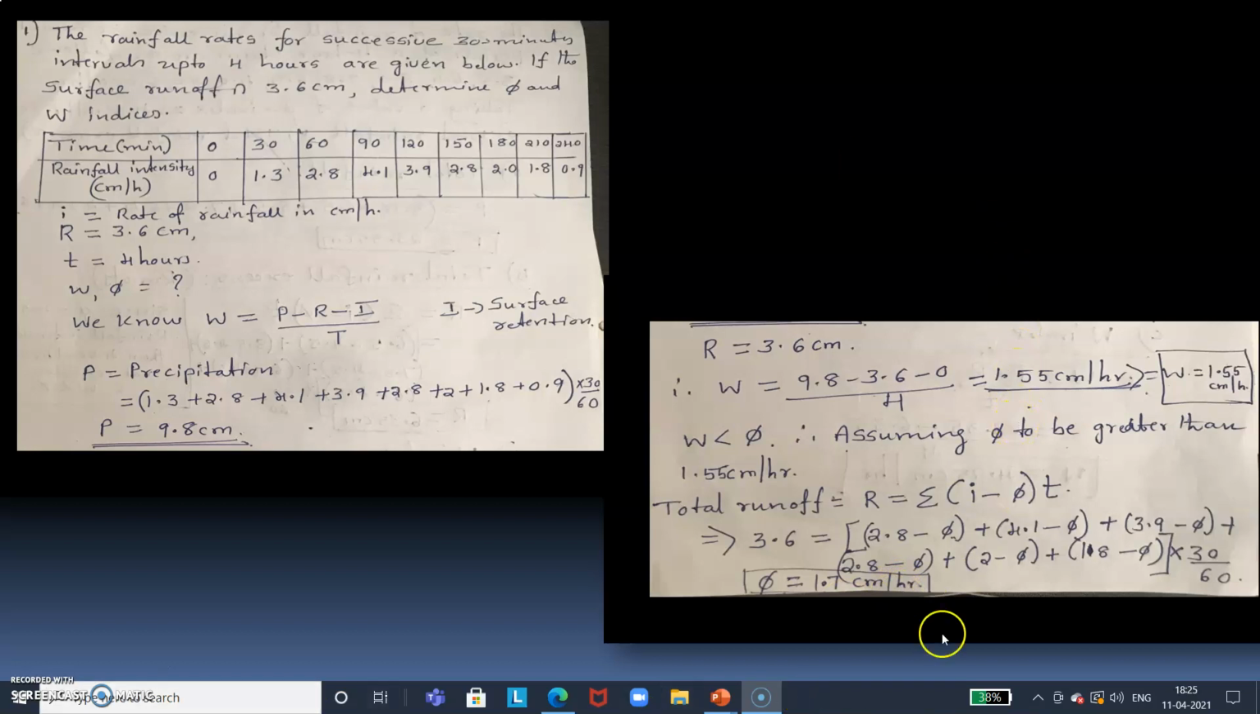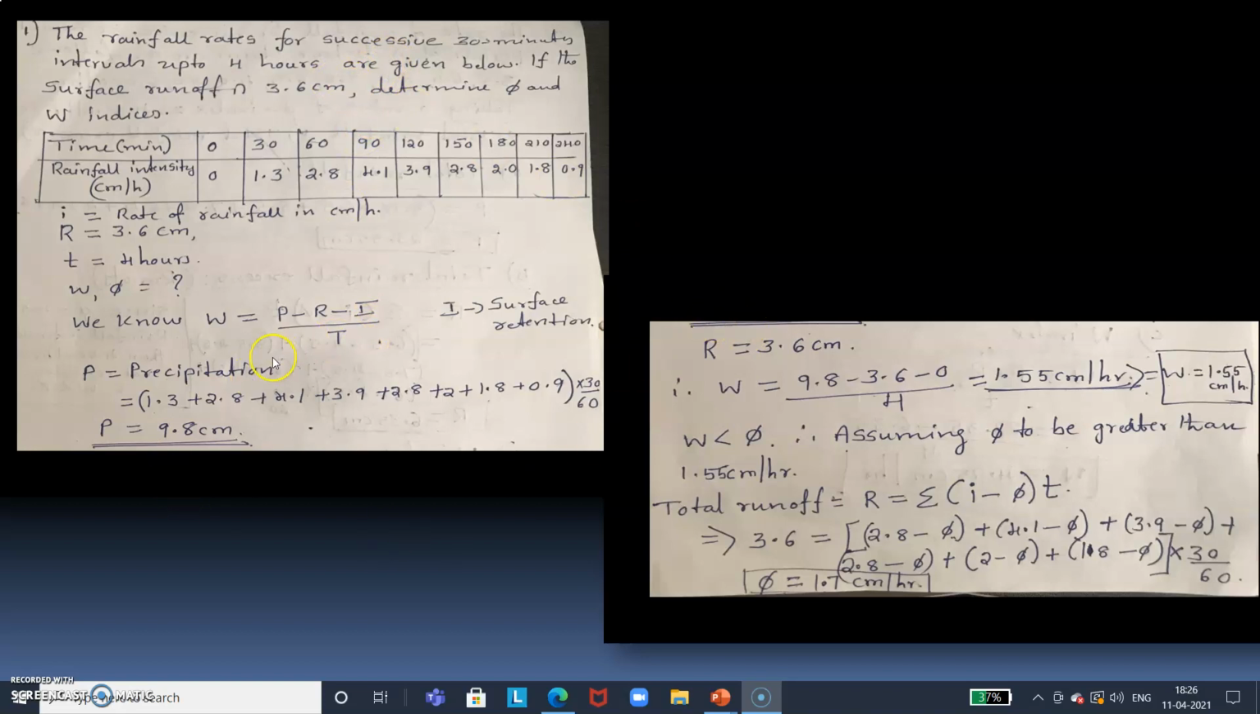Okay, like this you have to calculate W index and phi index. For W index, we have the formula W equals P minus R divided by T. We have to calculate P. P is nothing but precipitation. Take the sum of all the precipitation intensity values and convert into hour. This is given as 30 minutes, so 30 divided by 60. So calculate P. R is given, I is not required, and T is the total duration.